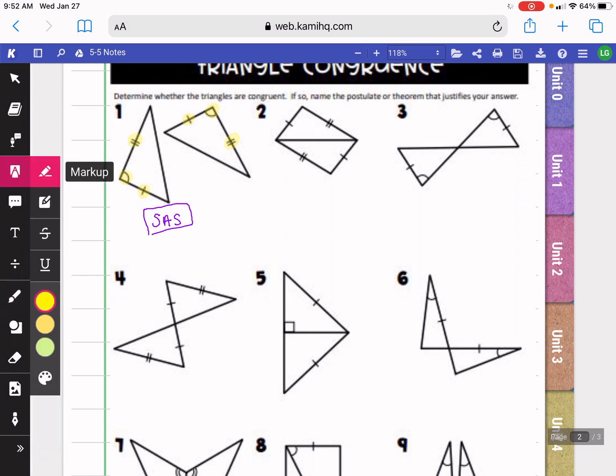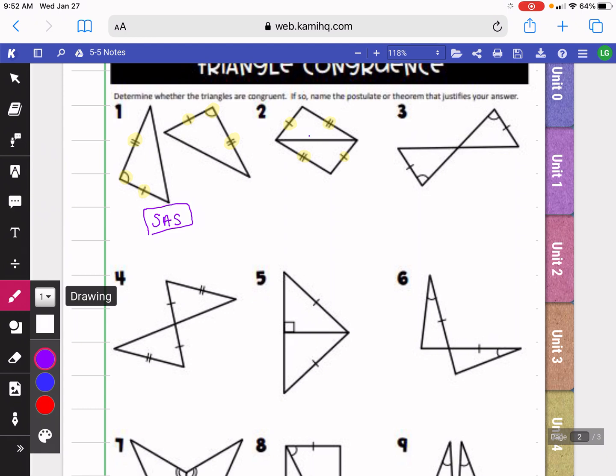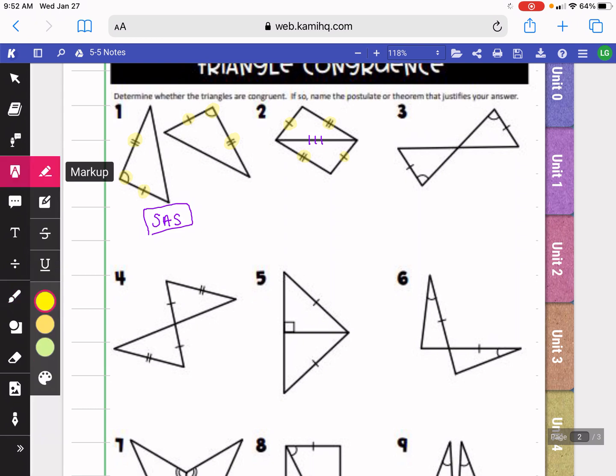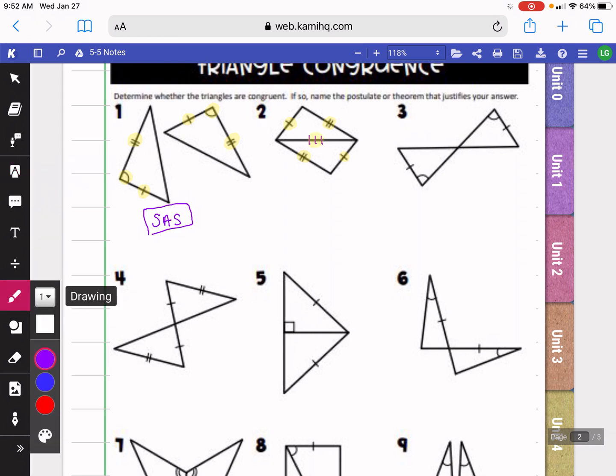On question 2, if we look, here we have a side, a side. Now, if you notice, the third side on both triangles is the same. So I can actually mark this third side the same because it's on both. So this one's actually SSS, or side, side, side.